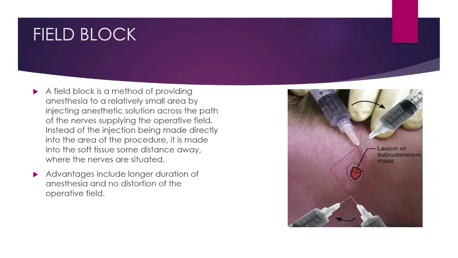Next one is field block. Field block is a method of providing anesthesia to a relatively small area by injecting anesthetic solution across the path of nerves. Instead of the injection being made directly into the area of procedure, it is made into the soft tissue some distance away where nerves are situated. Advantages include longer duration of action and no distortion of the operative field. In this field block, we are giving local anesthesia at a distance from the operative site where nerves are situated.